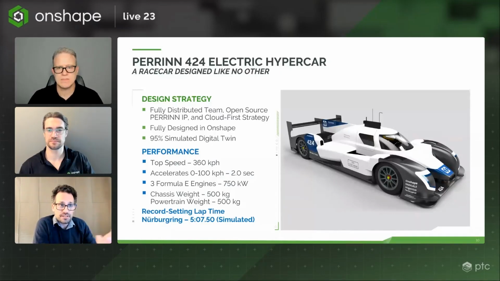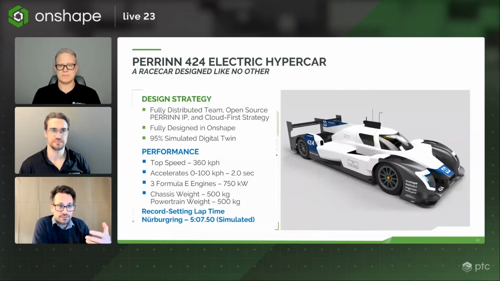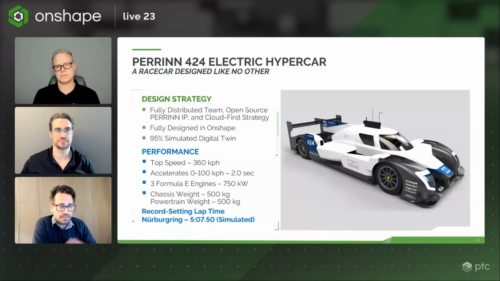Speaking of design strategy, I touched on the fact that our team is fully distributed. I've got engineers working from 10, 15 countries. We have an open source strategy, so everything we're going to design is going to be shared with the public. And a cloud-first strategy. It's much easier for me to use simulation tools that are built natively in the cloud, allowing our team to work seamlessly together. As I said, the car is fully designed in Onshape, and I'm sure many of you have already found some of our documents in the Onshape community.